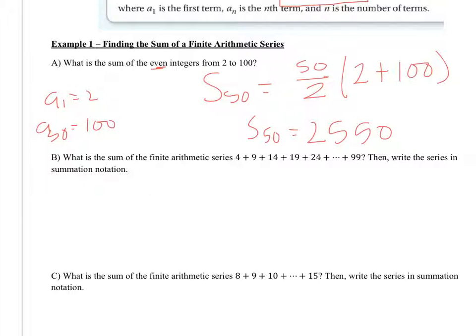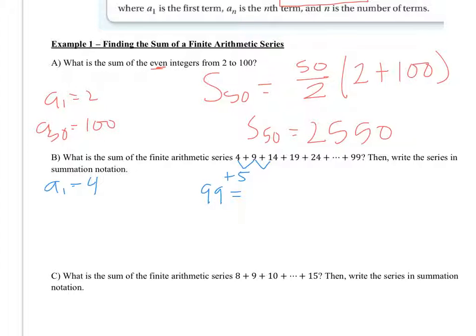The next one is asking what is the sum of the finite arithmetic series. My first term is going to be 4. My last term will be 99, except that I don't know which term that will be, so I have to figure that out. Looking here, I'm adding 5 each time, so my d, my difference, is 5. This is where we go back to sequences. So my last term is 99.